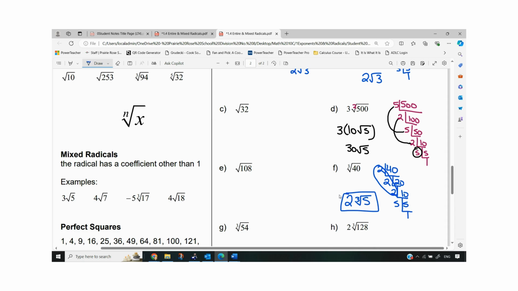So again, this is just an alternative method. I don't necessarily think this is the most efficient method, but if you are struggling to break down your entire radicals using the method I showed you in the beginning, this could be an alternative option for you.